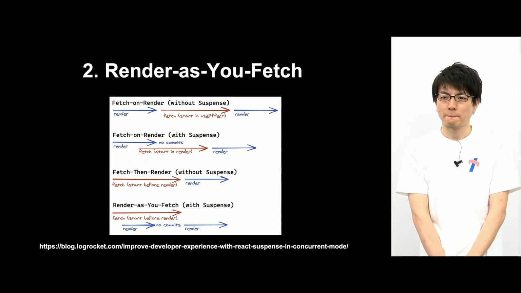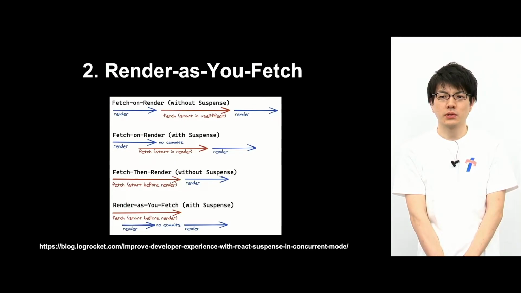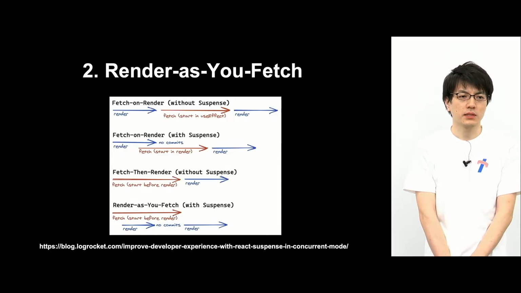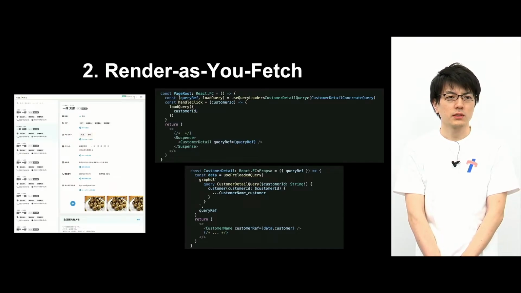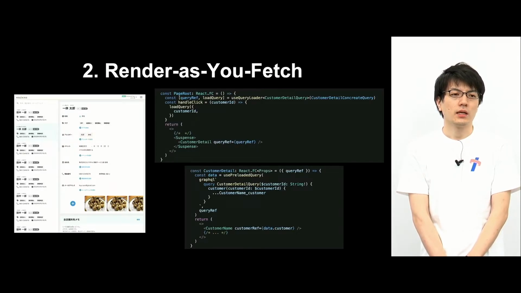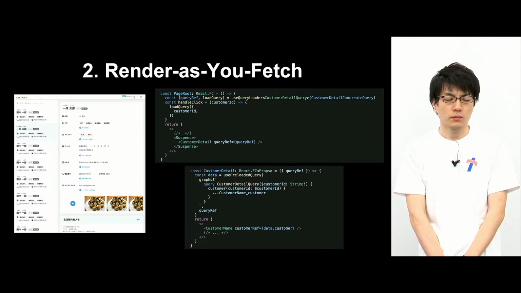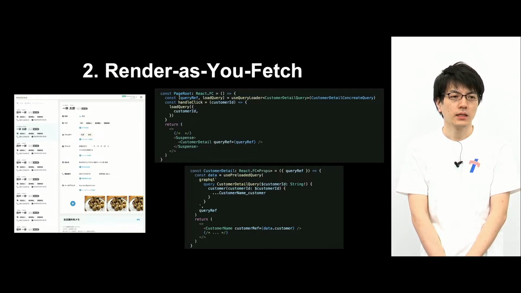But in order to materialize render as you fetch, there are two things that you need to be aware of. One is that outside the flow of rendering, you can get data, and also it responds to React. And with Relay, since these conditions are met, render as you fetch can be done by writing a front-end application.